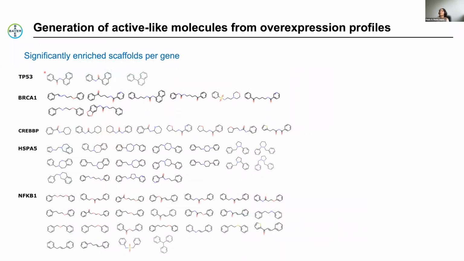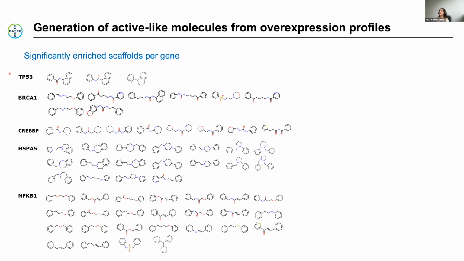And these are the enriched scaffolds that we could find for each gene. Also highlighting the fairness of this approach is that we don't define a number of active scaffolds per gene. We just mine the generated molecules, and actually for 4 out of the 5 genes, we didn't find any enriched scaffolds, so we couldn't perform any analysis on those genes.